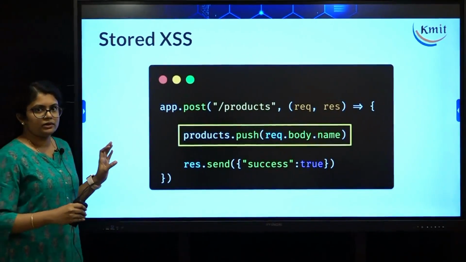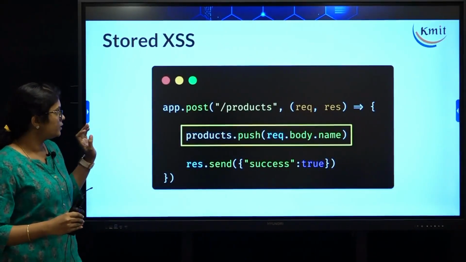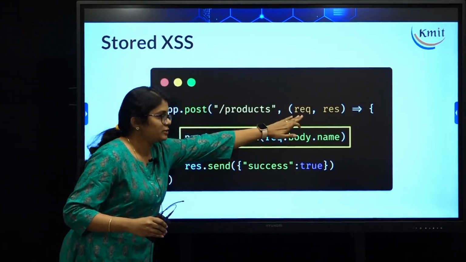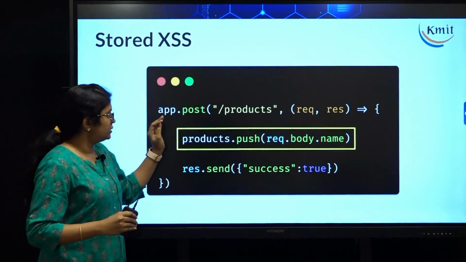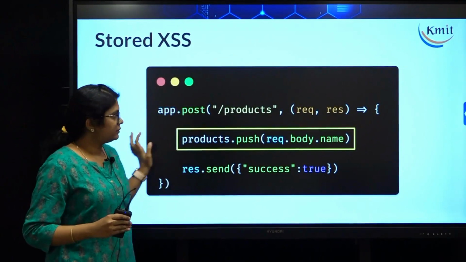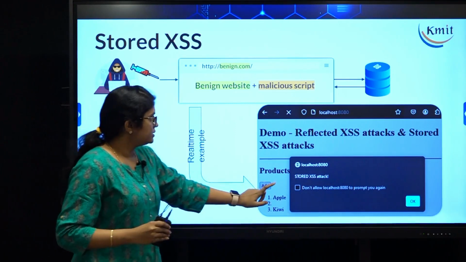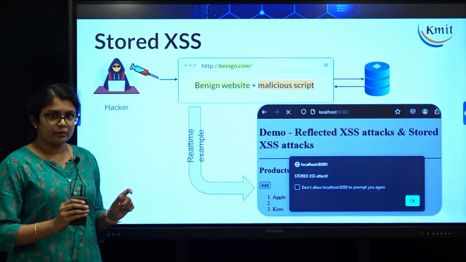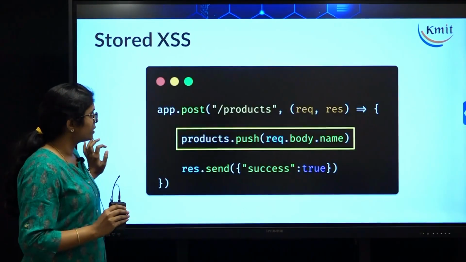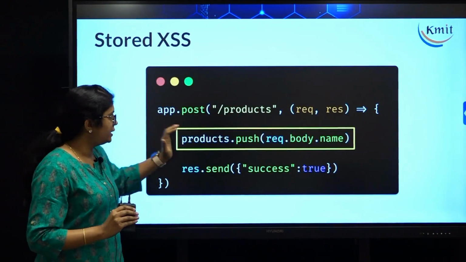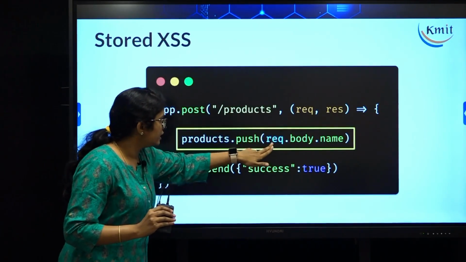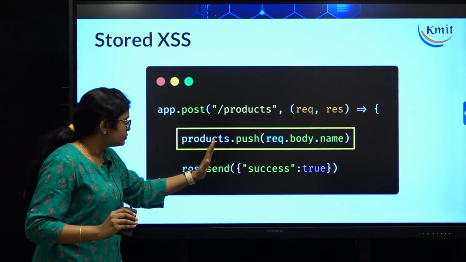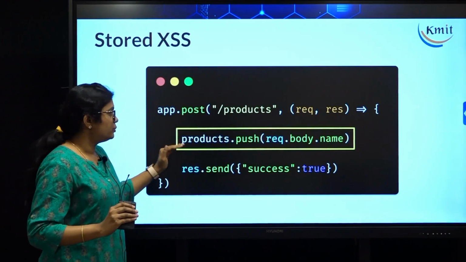Now a quick look into the backend code. This is the post request which is going to the products, and this is the request object. The user is going to send some script, as we see in this example: script alert stored XSS attack. That is the input which the user is going to give to this post request, and here we are just looking at the request body name. We are not validating anything, we are just pushing whatever we receive to the products list.